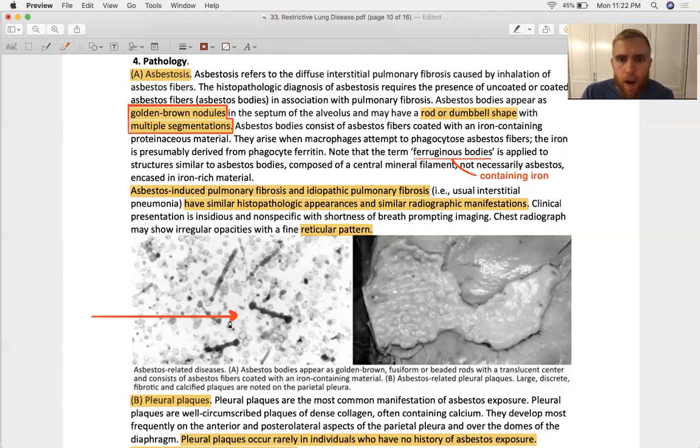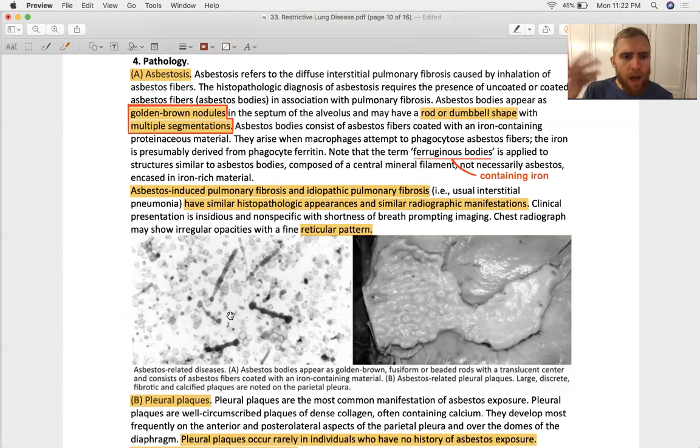And they're sometimes referred to as ferruginous bodies, which means they have iron in them. Think ferric and ferrous. Those are the two forms of iron inside our body. And asbestos does tend to complex with iron. And because it complexes with iron, it can lead to an iron overload in the interstitium of the lungs, and we'll talk about that in just a second.